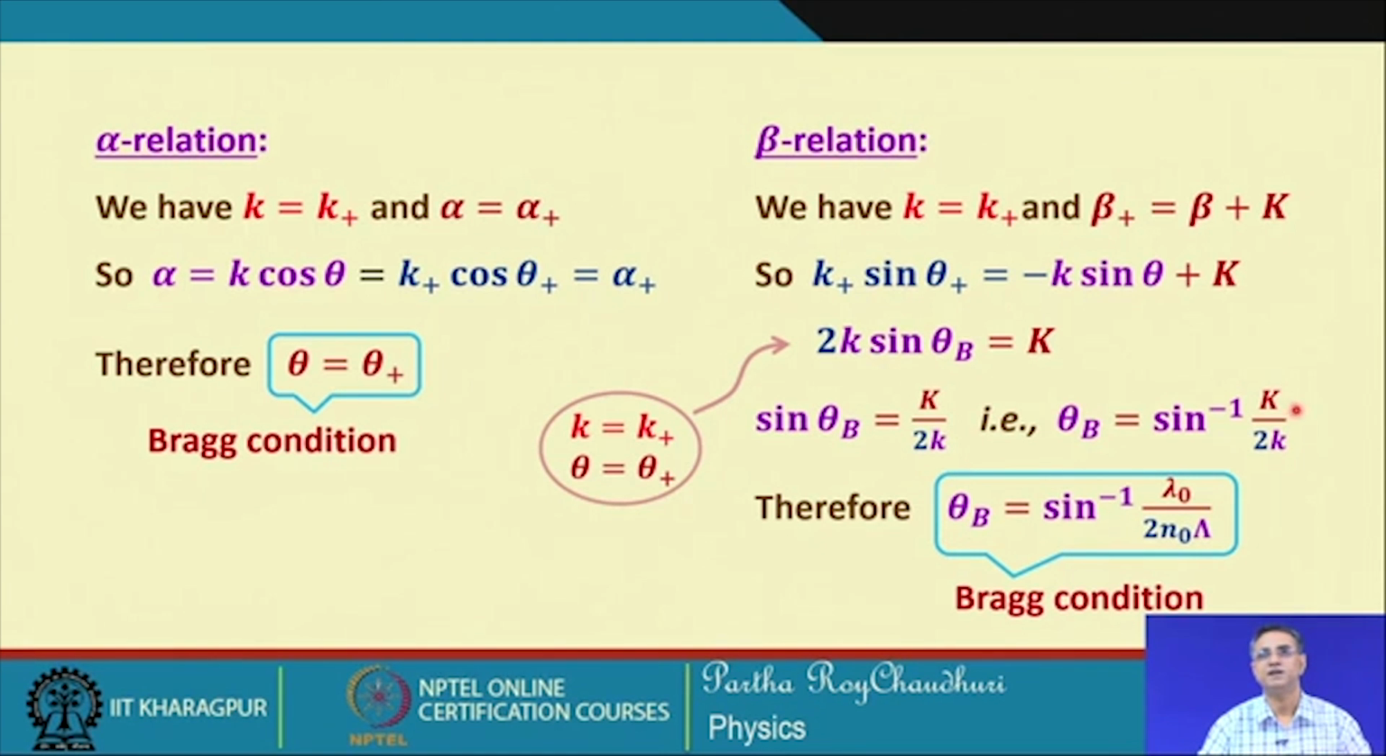You can see this is the same Bragg condition, 2Λ n₀ sin θ_B equal to λ₀. So, that is the famous Bragg condition, which comes just from equating the propagation constants of the incident and the diffracted beams along with that of the acoustic wave, which is a very beautiful outcome from this analysis.